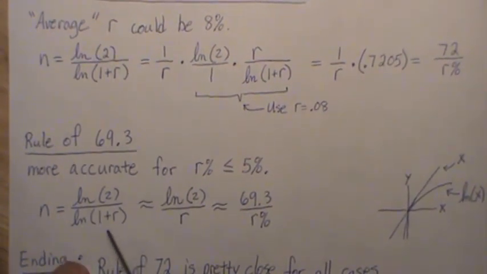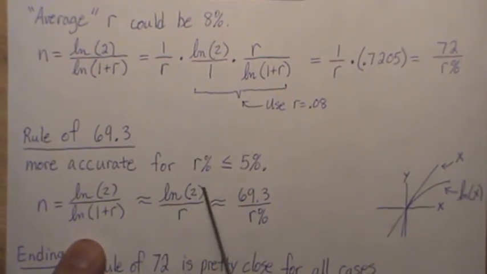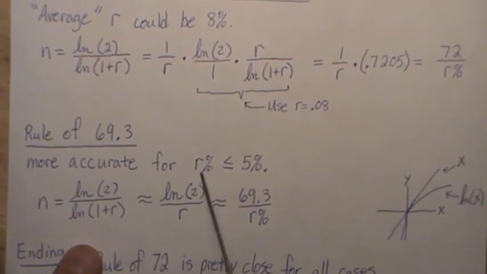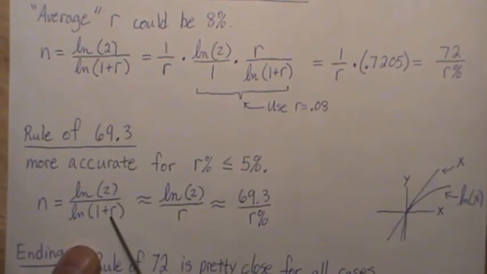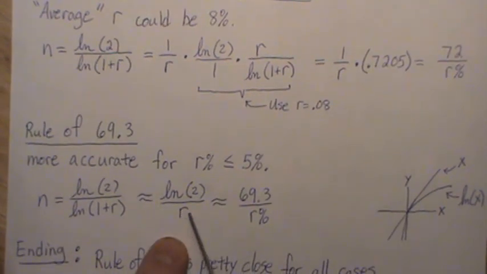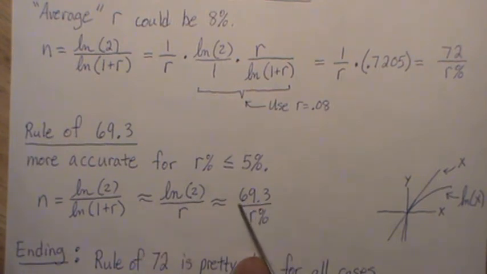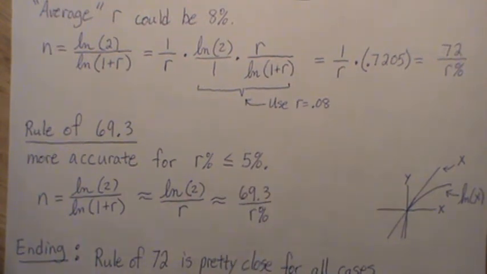But you take the exact calculation, right? And the log of 2 is carried over. And then when the interest rates are small, this log of 1 plus r is actually really close to just r. And the log of 2 is 0.693 and so on. So you multiply top and bottom by 100, and then you get this. So this is the rule of 69.3.